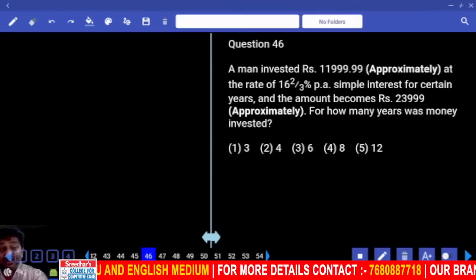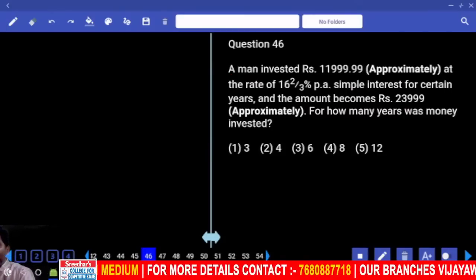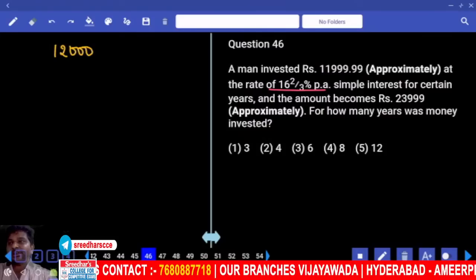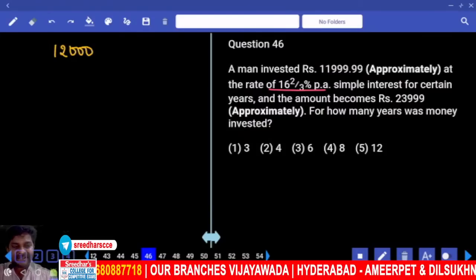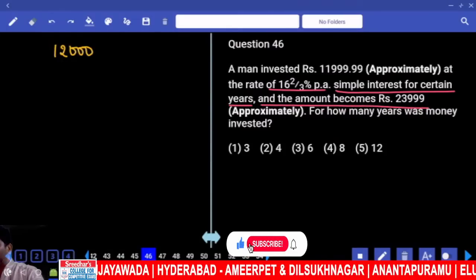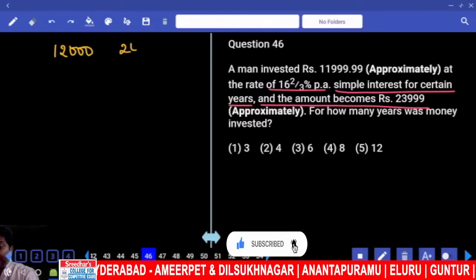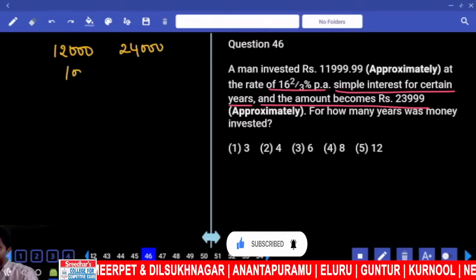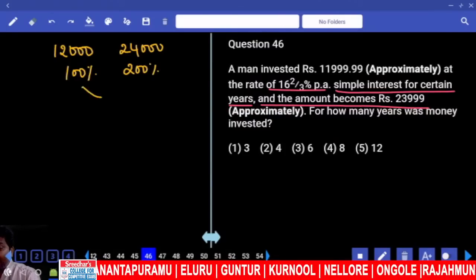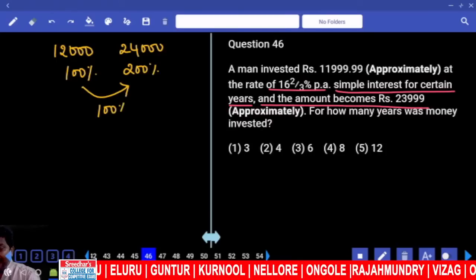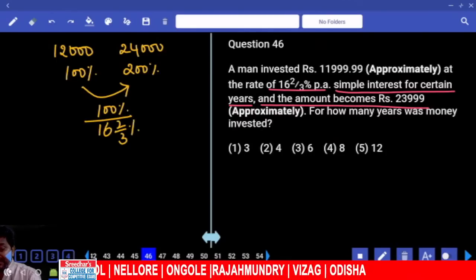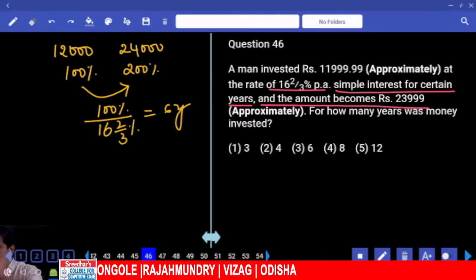A man invested 12,000 at the rate of 16.2 by 3 percentage, 1/6, simple interest for a certain year and amount becomes 24,000. So if your principal is 100%, amount becomes 200%. How much interest are we getting? 100%. At what percent per annum? 16.2 by 3%. How many years is that? 6 years.